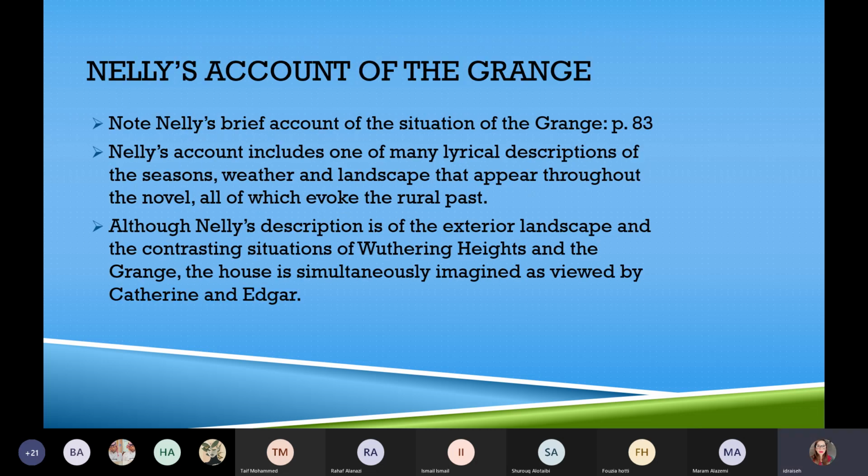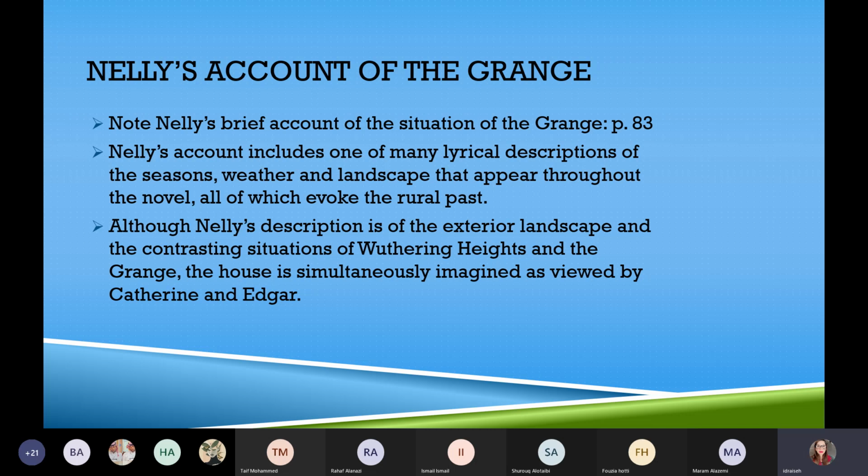Nellie's account of the Grange, and her opinion of the Grange, also represents that rural past. She gives a brief account of the situation of Thrushcross Grange on page 83. She describes it in this very lyrical, beautiful way, of all these beautiful seasons and weather and landscape.